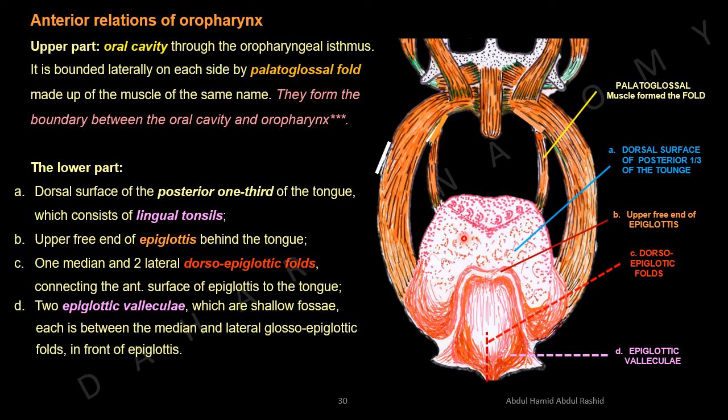Here, this is the dorsal part of the tongue. This is the posterior 1/3 of the tongue. This is the epiglottis. This is the upper border of the epiglottis.